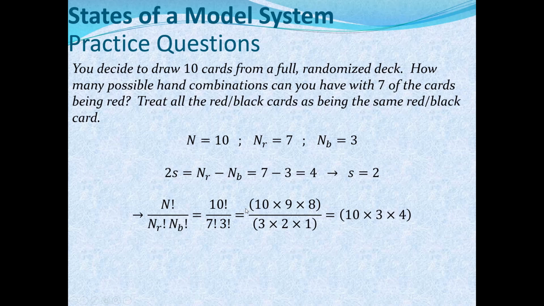Alright, but what we can do is this. A quick shorthand is to realize that this 7 factorial is going to cut out everything after the 8 in the top factorial. So we end up getting 10 times 9 times 8 over 3 times 2 times 1, which gets us 120. So there are 120 different combinations where 7 of those cards are going to be red.